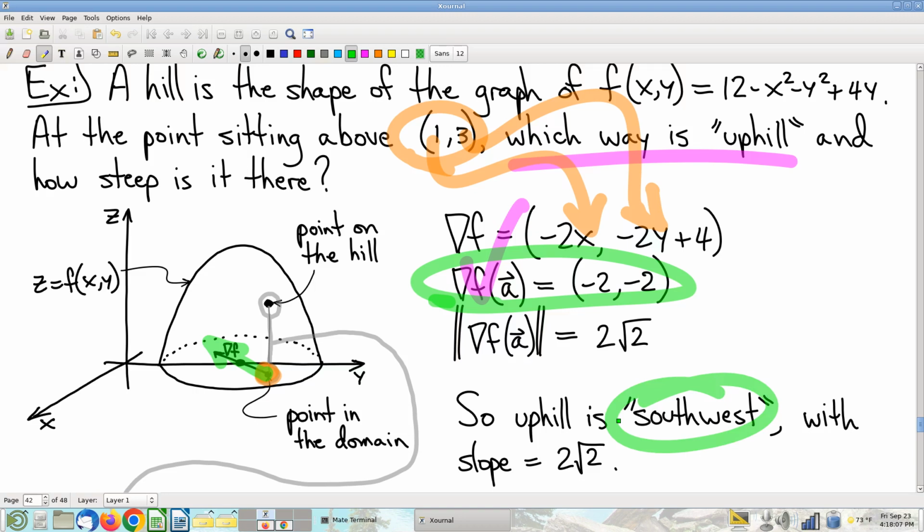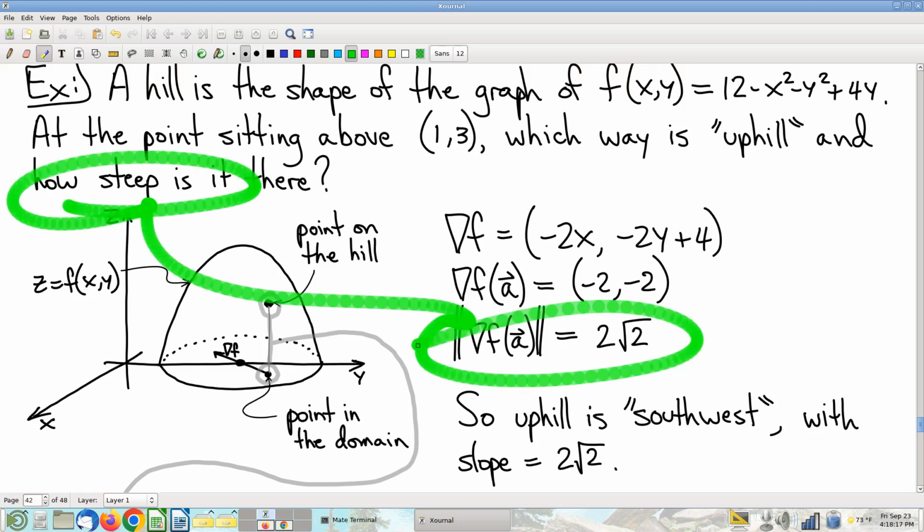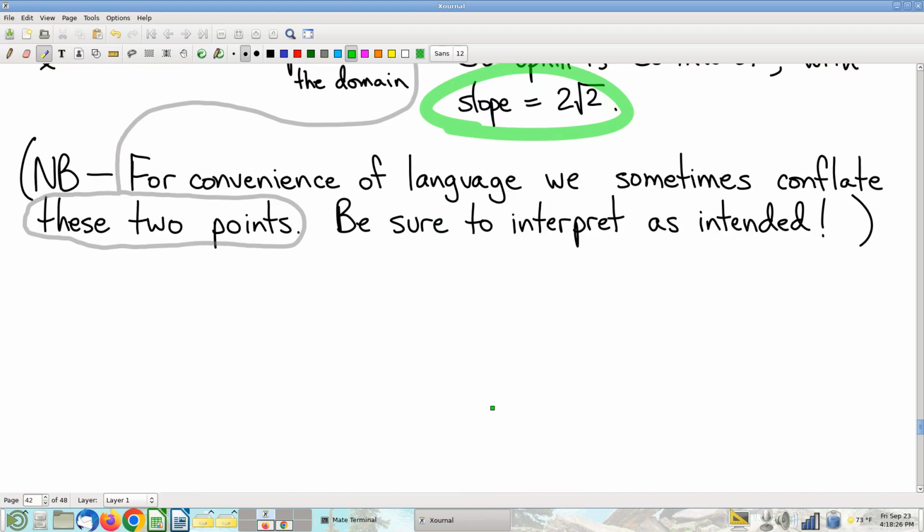All right. How steep is it there? How steep, namely, what is the slope of the graph? Namely, what is the directional derivative? Well, how steep it is is the magnitude of the gradient. So the slope is 2 root 2. Okay. All right.